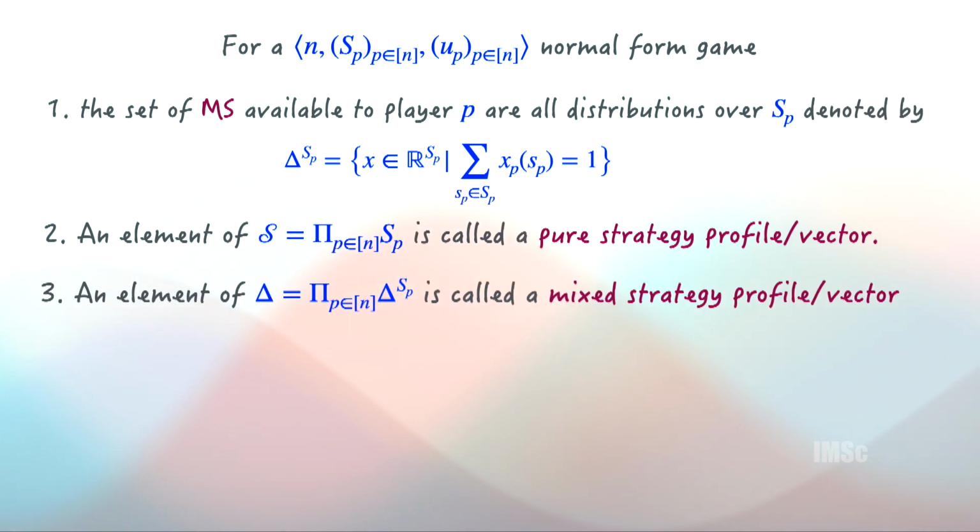Similarly, a direct product over this is the set of mixed strategies for player P. The direct product of this space across all the individual players is called a mixed strategy profile. If you list out all the possibilities here, it will tell you all possible mixed strategies that each of the players can play at any time, all possibilities.